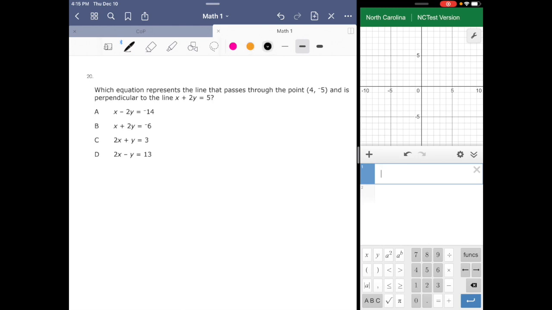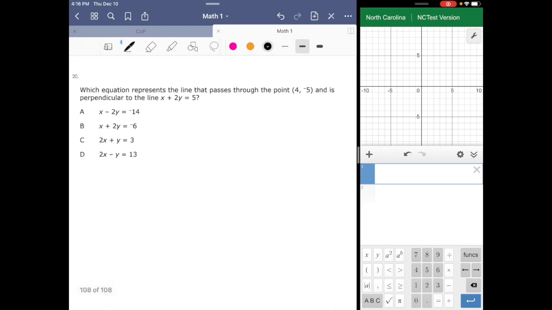All right, number 20. Which equation represents the line that passes through this point? And it has to be perpendicular to this line. So the first thing I've got to do is solve for y here. We're going to do this one by hand, and then we'll check it in Desmos. So I'm going to subtract x. So 2y equals negative x plus 5. And then I'm going to divide by 2.